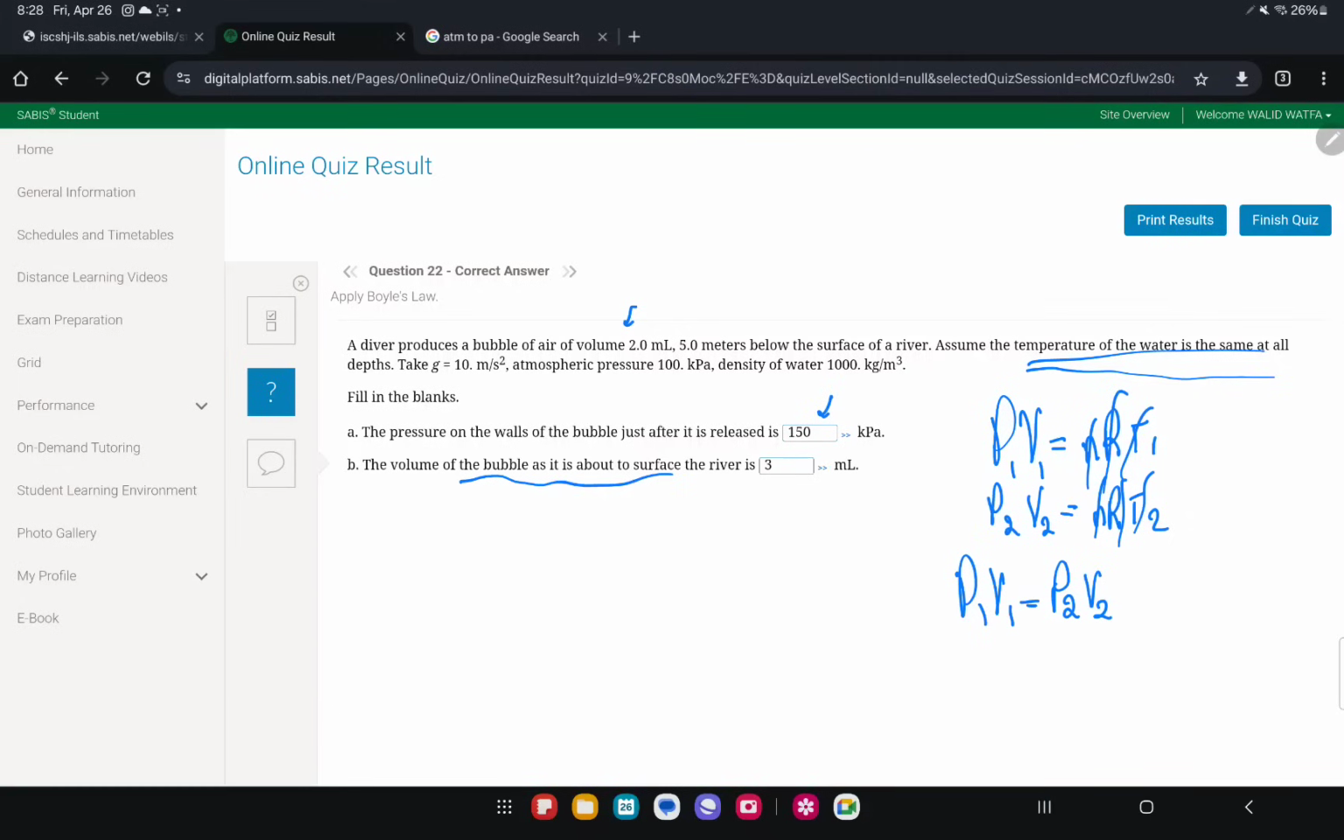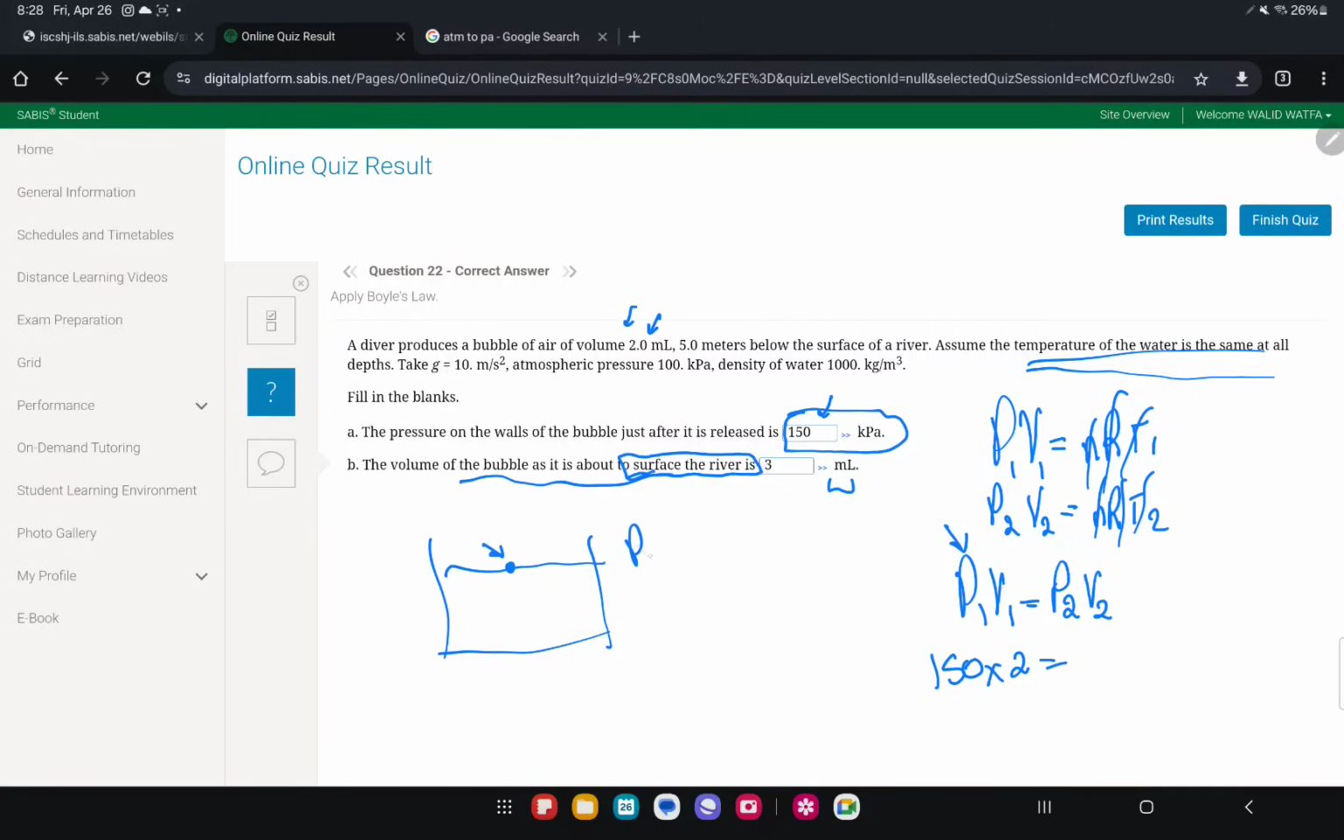The first pressure is the pressure of the bubble when it was underwater. What's our first pressure? 150 kPa, right? So let's put 150 times volume 1. What's our first volume? 2. We don't need to change it because they're asking for the answer in milliliters, so no need to convert. Pressure 2: they're saying as it's about to surface to the river, so this bubble is now at the top. It's over here.